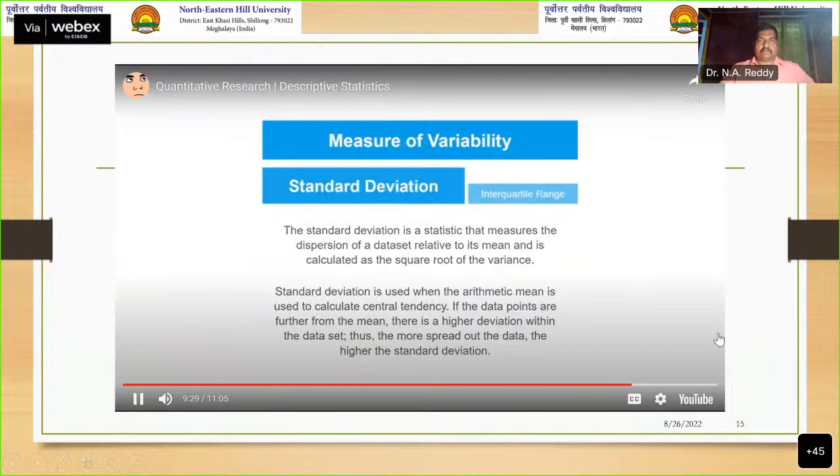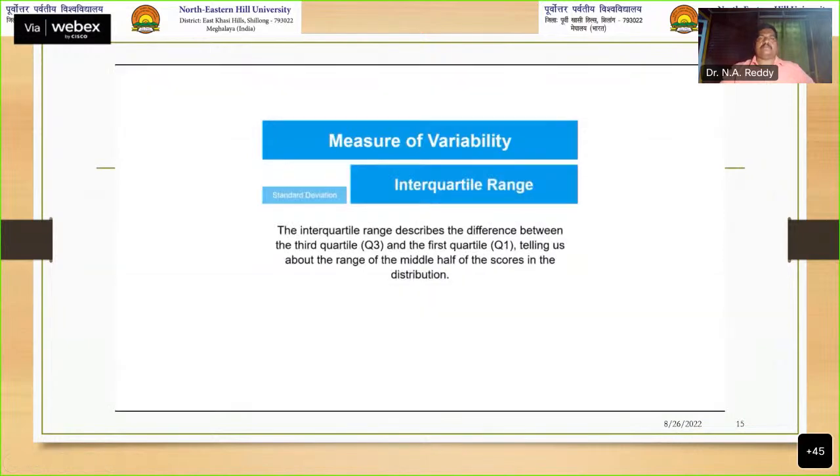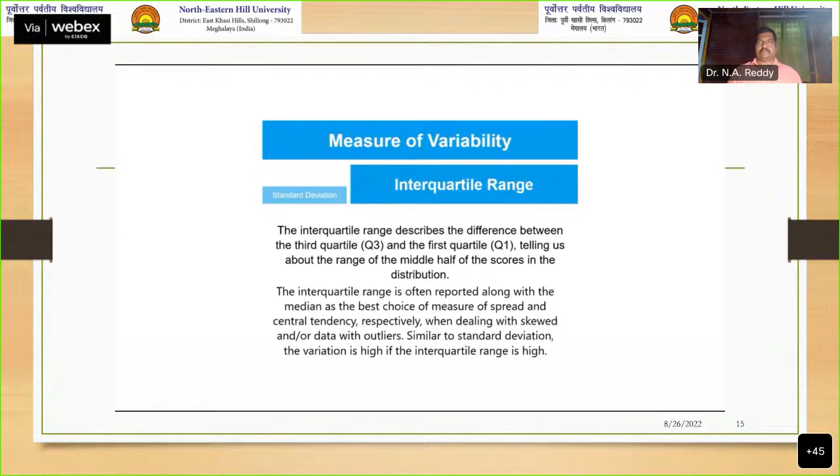Another measure of variability is the interquartile range. The interquartile range describes the difference between the third quartile and the first quartile, telling us about the range of the middle half of the scores in the distribution. The interquartile range is often reported along with the median as the best choice of measure of spread and central tendency, respectively, when dealing with skewed and/or data with outliers. Similar to standard deviation, the variation is high if the interquartile range is high.